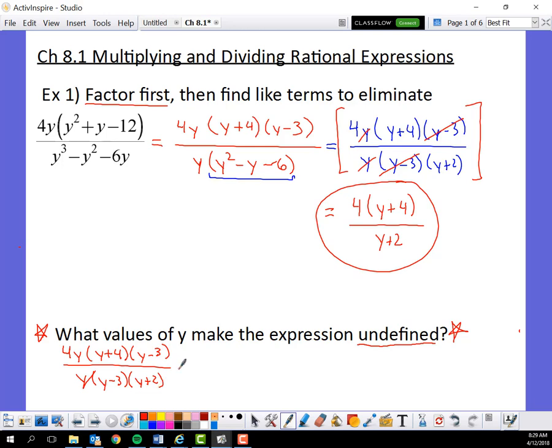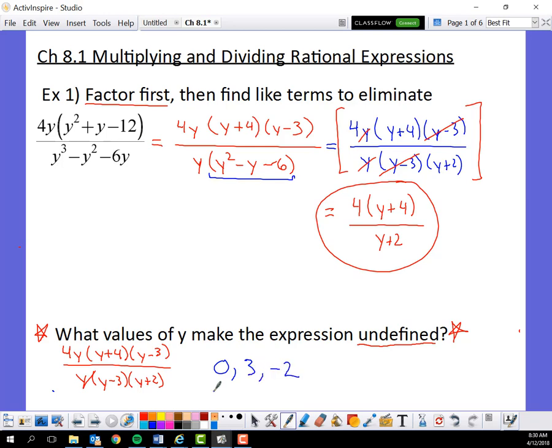Okay? So we just talked about this, that any y value that makes the denominator equal to 0 makes this expression undefined. So we're going to look at the denominator specifically, and we're going to ask ourselves, what y values can we think of that make this denominator 0? In other words, we're looking at all of these factors, what makes each one of those individually 0. So our three y values that are off limits here are 0, positive 3, and negative 2.